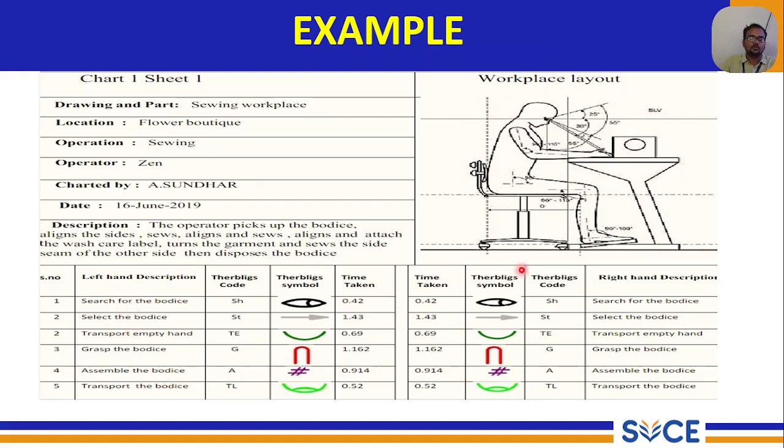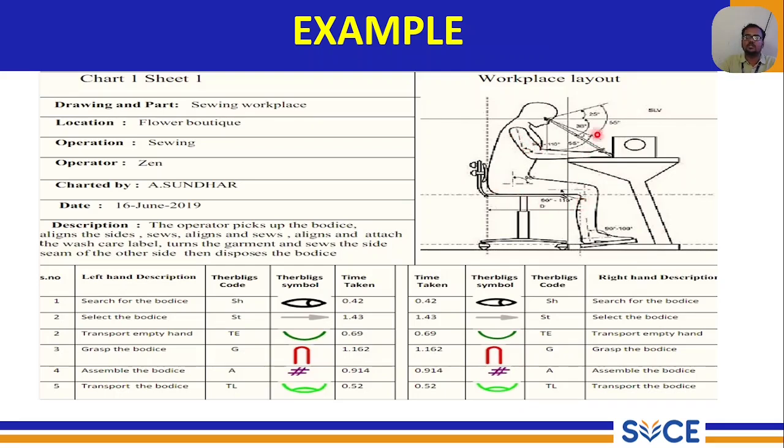Your left hand and your right hand activities are individually noted down, and the corresponding Therblig codes are noted, through which you will have the respective Therblig symbols, and the time taken for each of them is also noted. That will give you a clear indication of how much time the particular person is taking to do the particular work. So this is carried out for a person.